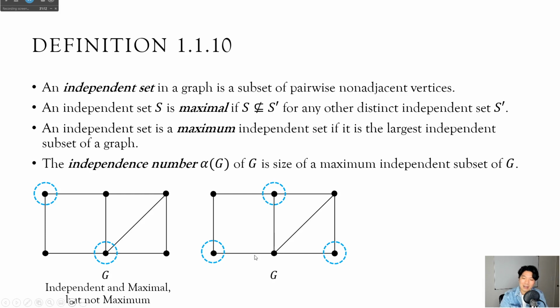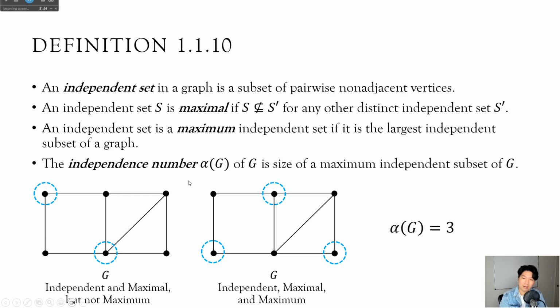And I can't add any more vertices, so it's maximal. And as it turns out, it is maximum. So it's independent, maximal, and maximum. And since the maximum independent set has size 3, this means my independence number, alpha of G, is equal to 3.